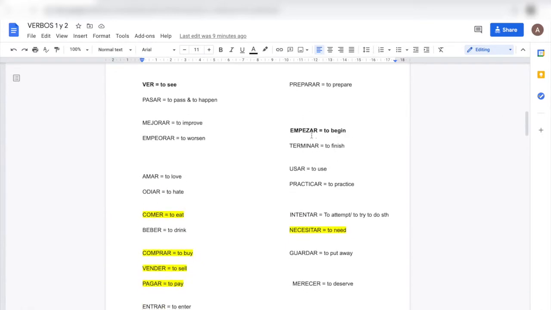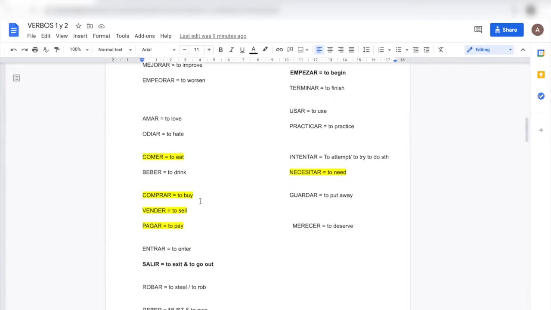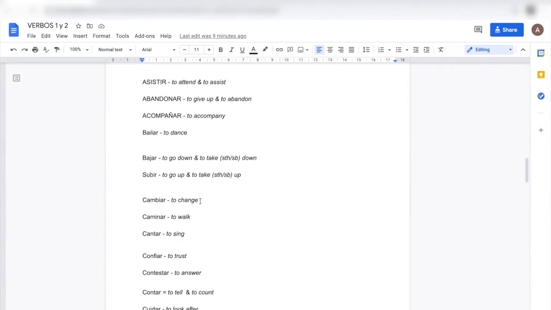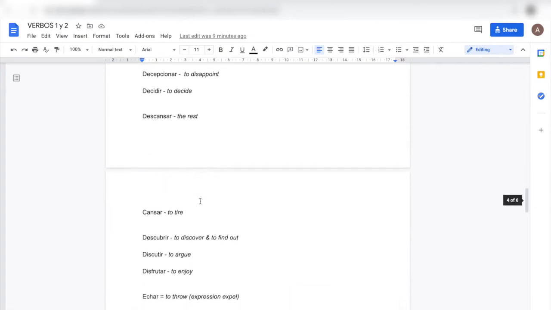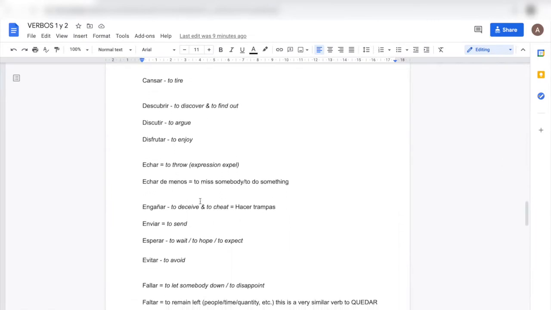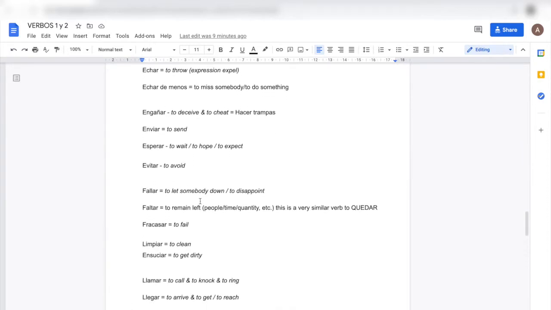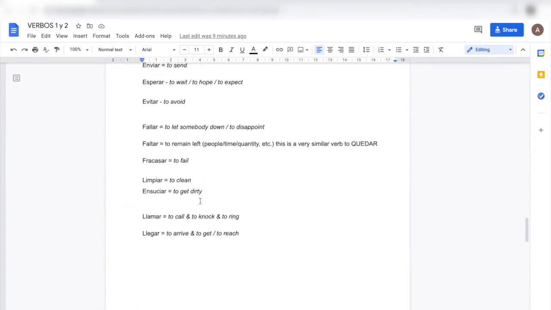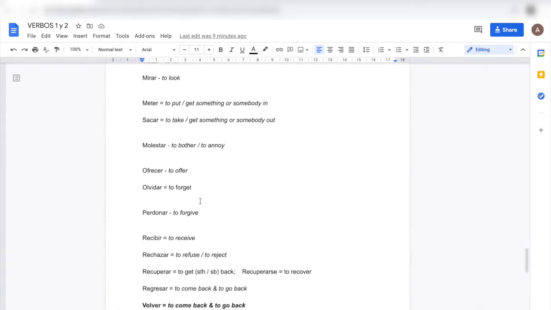Empezar is a very important one. Also an irregular verb is here, and more, and I keep giving them more of this. The verbs are the action words, and students need to learn them real quick in order to move forward and in order to be able to build grammar and to build sentences. So I keep showing you more verbs.